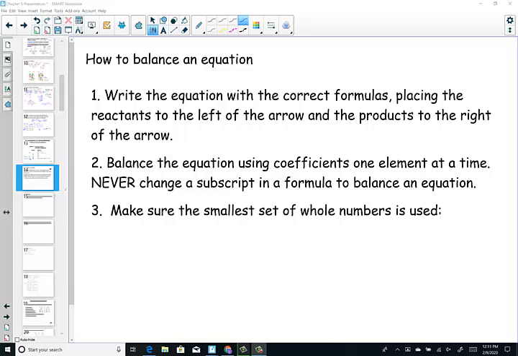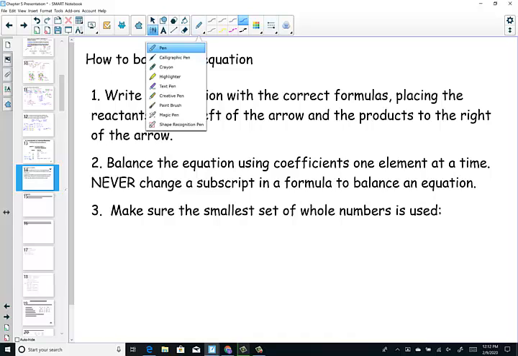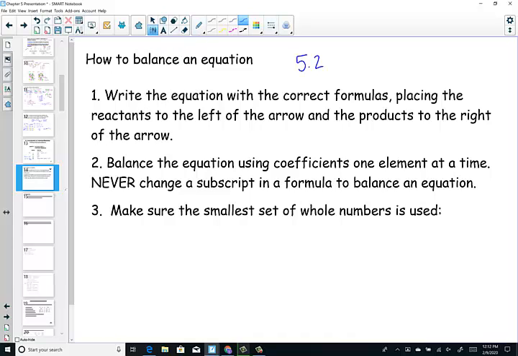Well, here we are again, Mrs. Hanson here, beginning with section 5.2, thinking about how to write a balanced chemical equation.